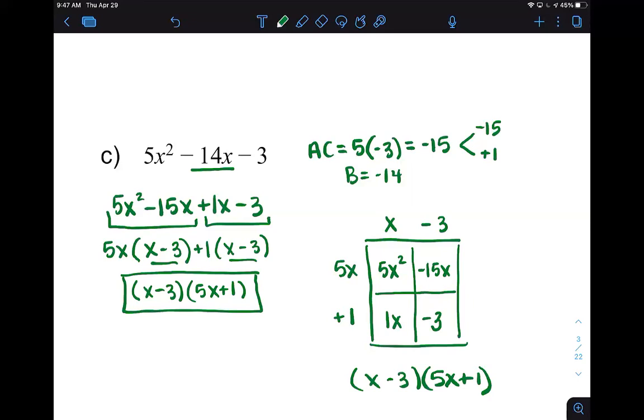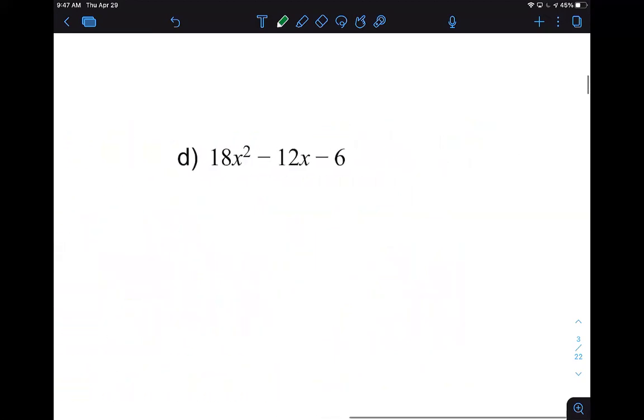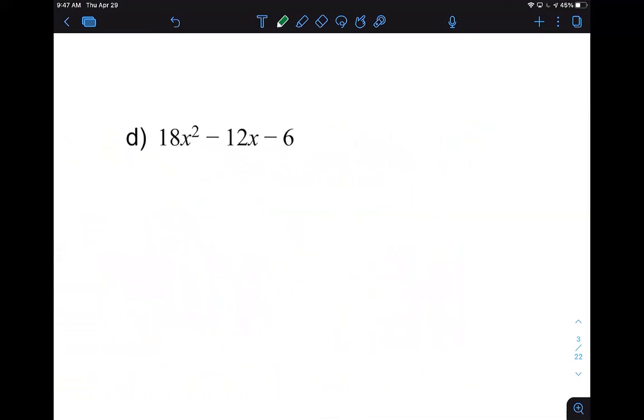All right, let's go to the right. Let's do D. 18x squared minus 12x minus 6. Is there a GCF? 6, good. So if we factor out the 6, what's 18 divided by 6? 3x squared. So 3x squared. -12x divided by 6? -2x. And -6 divided by 6? -1.